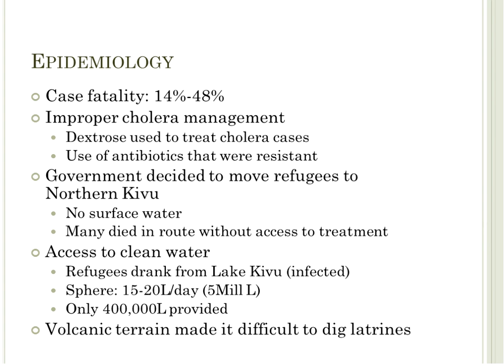According to SPHERE guidelines, you want to give 15 to 20 liters per day to each refugee, and it was estimated that there was going to be a need of 5 million liters of water to provide adequate water to every single refugee. Unfortunately, the amount of water that was provided was only 400,000 liters, which was a large underestimate. In addition, there were no latrines. Because the terrain is volcanic in nature, it made it very, very difficult to dig latrines.